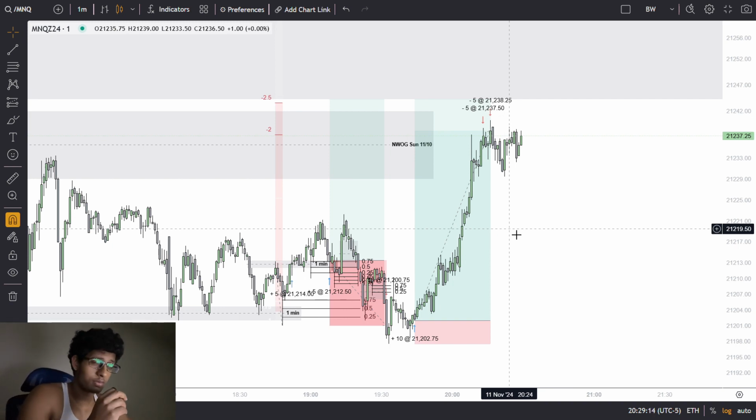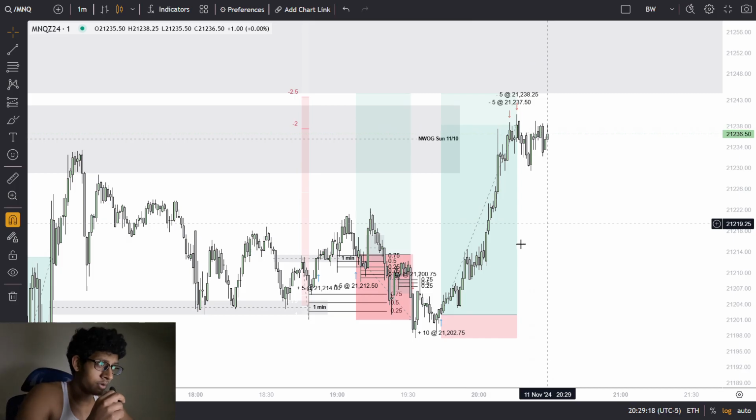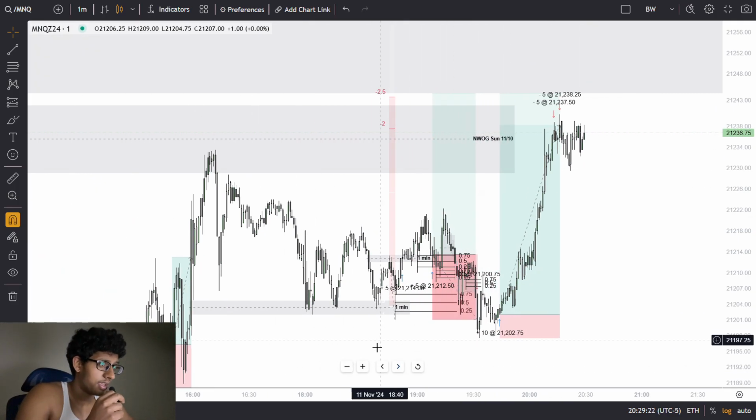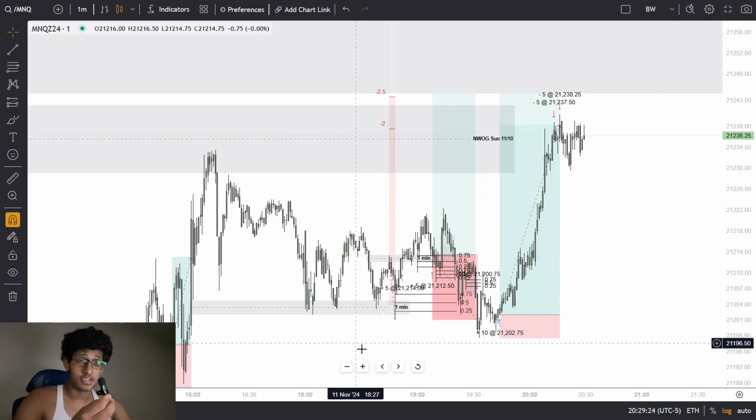What's good, y'all? So basically, I'm going to be doing a trade review on the Asia ATM model that I was able to catch today on this trading session. And obviously, the Asia session starts at 7 p.m., and you typically want to finish up trading at around 9 p.m. for the Asia session.